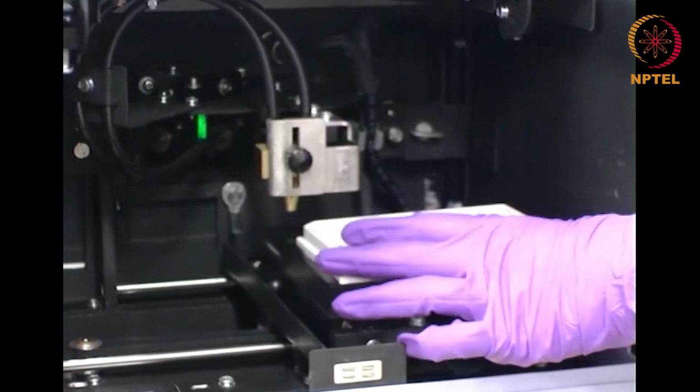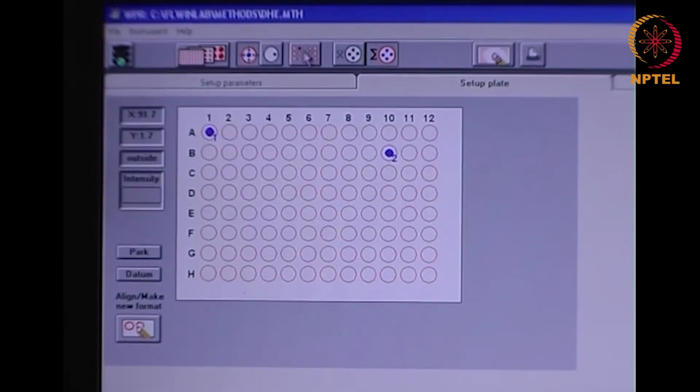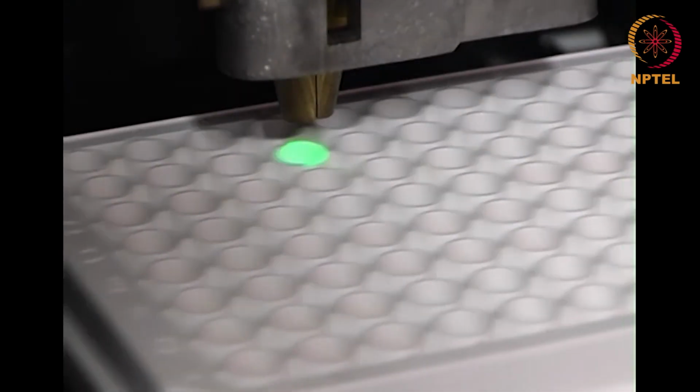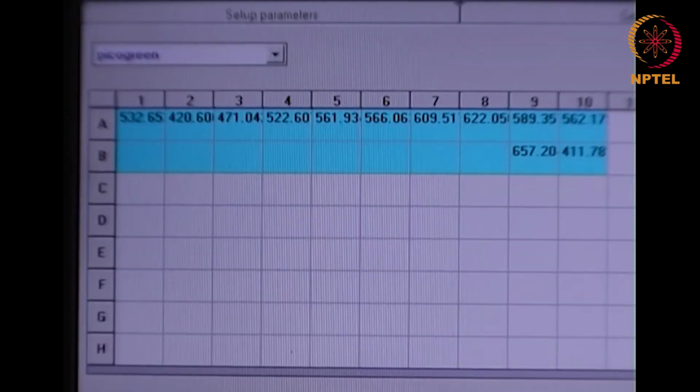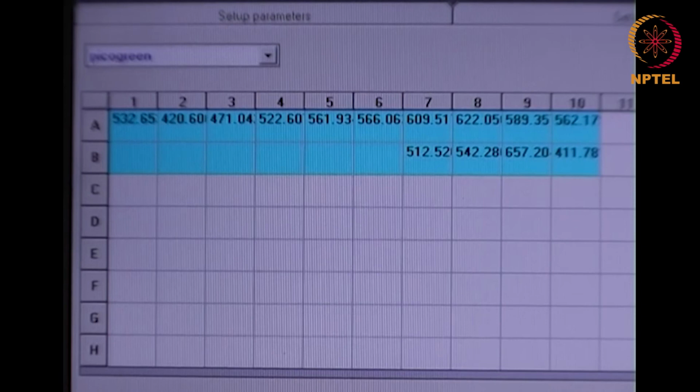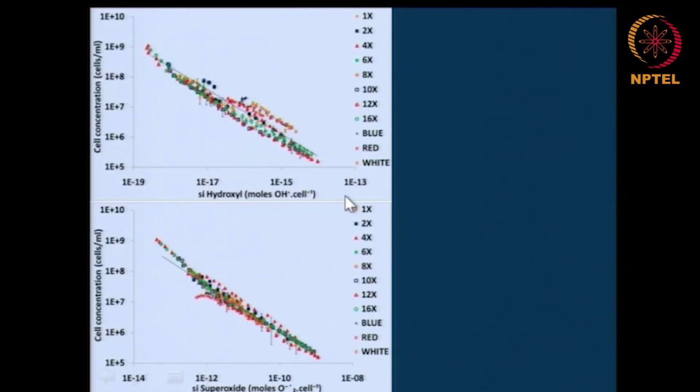In this work, we have considered two conditions that are perceived to cause stress. One is different nutrient level and also different frequencies or wavelengths of light causing stress. The model system in this particular study is Chlorella vulgaris. Cell concentration was reasonably linear with specific hydroxyl and specific superoxide.